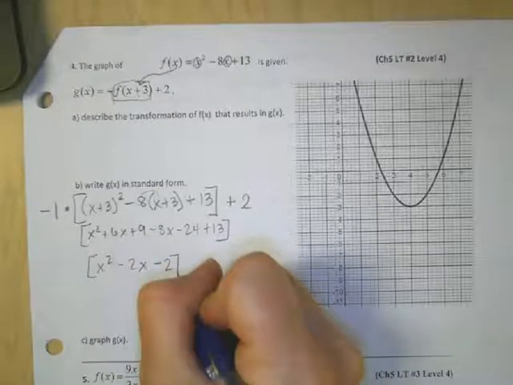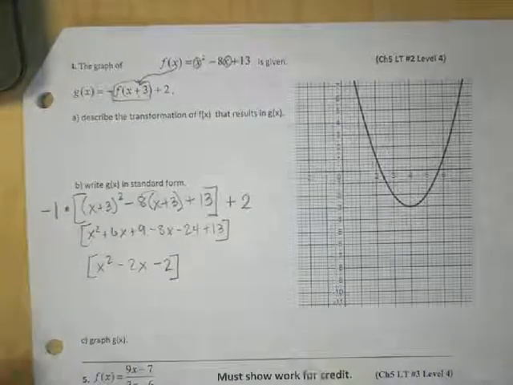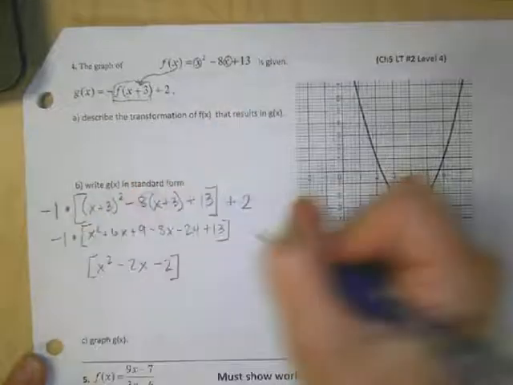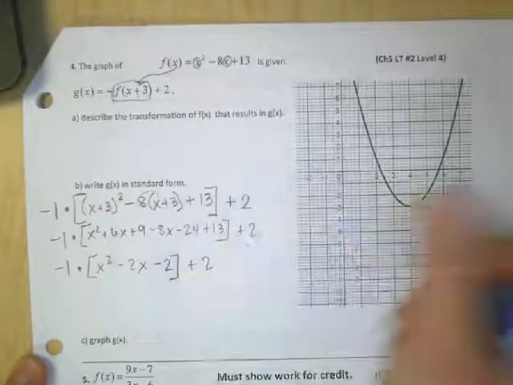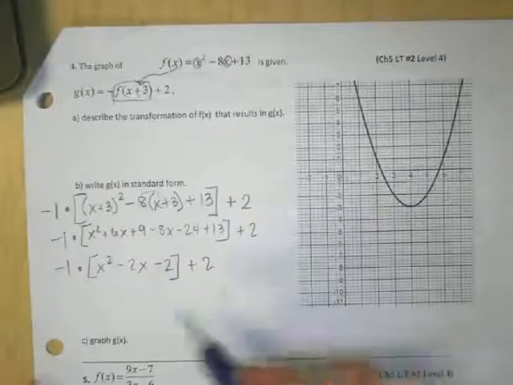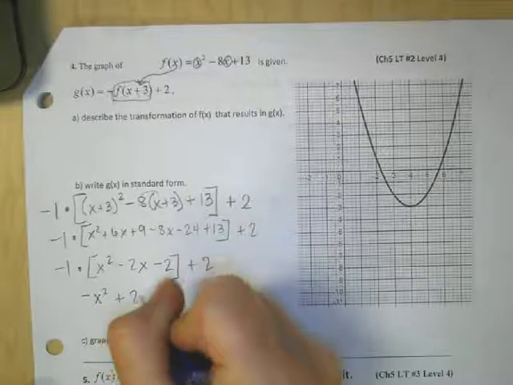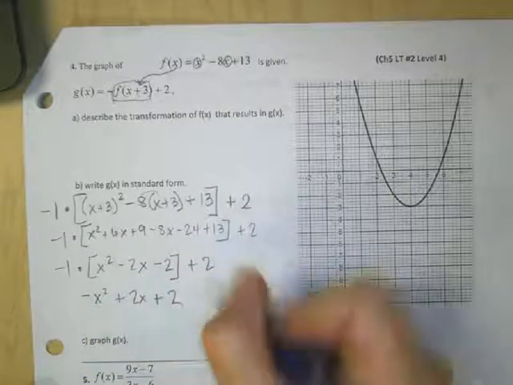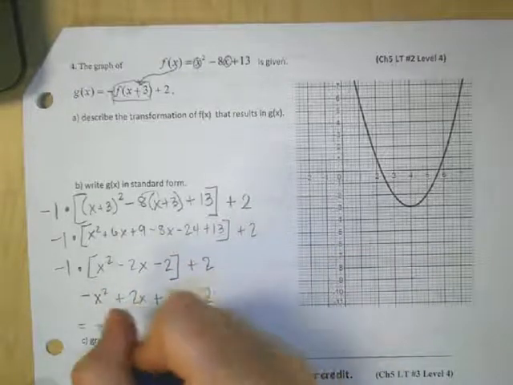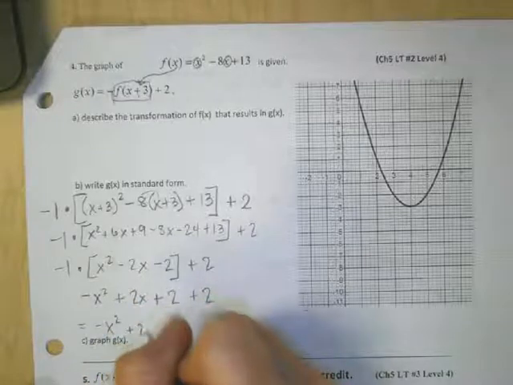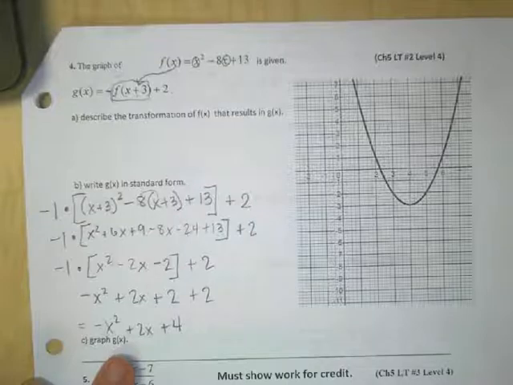Let me check my answer key that I didn't make any mistakes. Yep, all right, there it is. So I simplified inside the brackets. Now remember, that gets times by -1 and then added by 2. So now I'm going to distribute my -1. So I get negative x squared plus 2x plus 2, and I still have my plus 2 out here. Put that all together, I get negative x squared plus 2x plus 4. So there is my new equation in standard form.